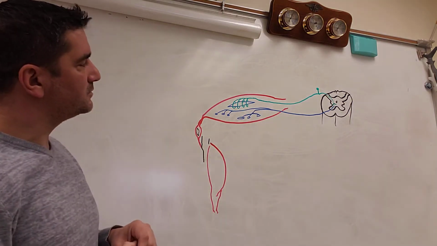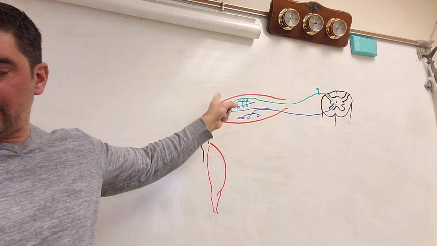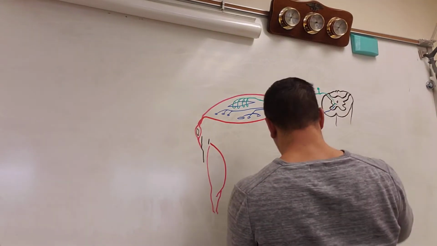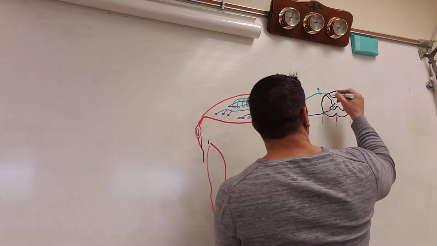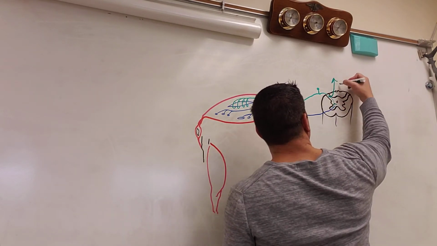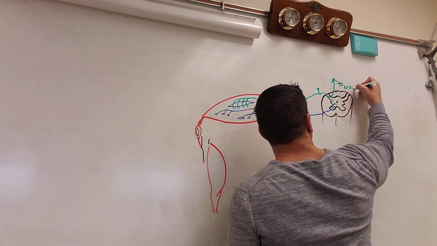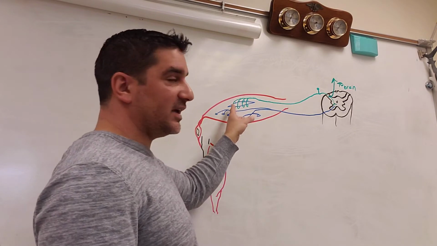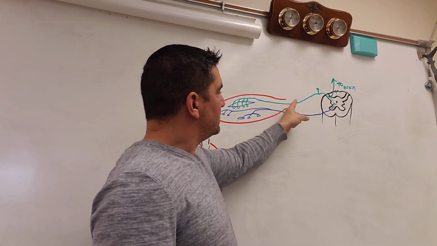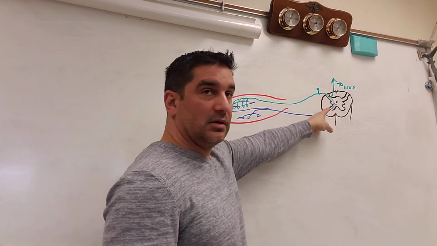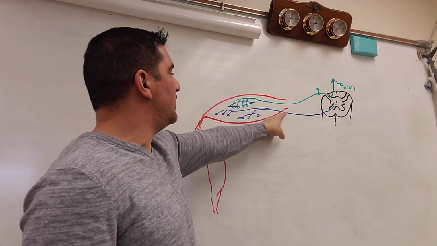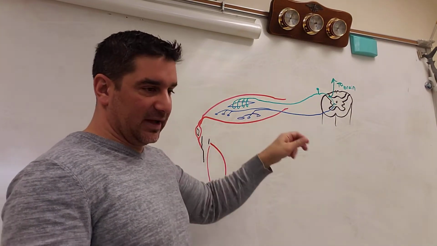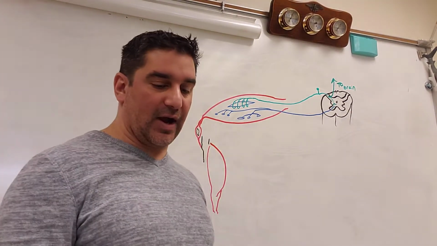Okay? So once this fires, there's also collaterals here too. This is going to go up to the brain. I'll let you know you got hit with a hammer, right? To your brain. So when this guy fires, this gets stretched, action potential is generated, alpha motor neuron, muscle contracts. So the muscle that is stretched is the muscle that contracts.